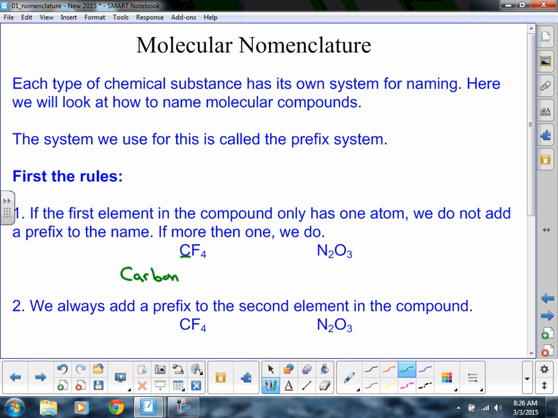In the second example, the first element is nitrogen, and there's two of those. So now we do want to use a prefix. At the bottom of the page here, you'll see a list of prefix names for numbers. And for two, it's di, D-I. So we're going to write di-nitrogen. That di means then when we read the name di-nitrogen, we know that the first element, there are two nitrogens in that compound.